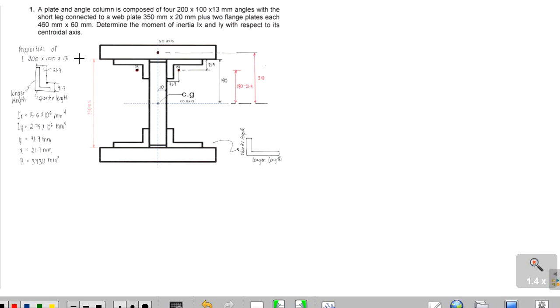So for problem 1, we have to determine the moment of inertia Ix and Iy with respect to its centroidal axis. So the section is given. We have here 4 200 by 100 by 13 angle.